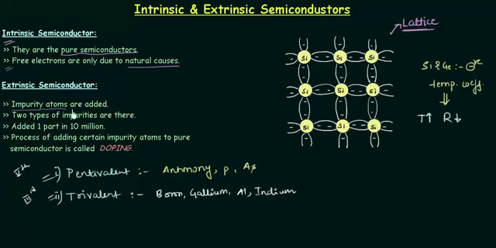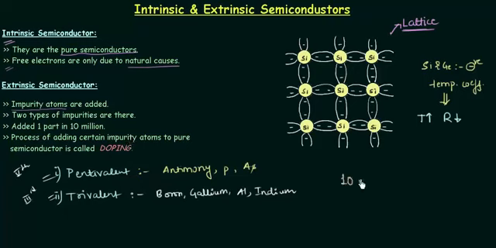So we add impurity atoms to an intrinsic semiconductor or pure semiconductor to have an extrinsic semiconductor. In what proportion do we have to add these impurity atoms to the lattice? We add 1 part in 10 million. This means in 10 million atoms of intrinsic semiconductor, we add 1 impurity atom.